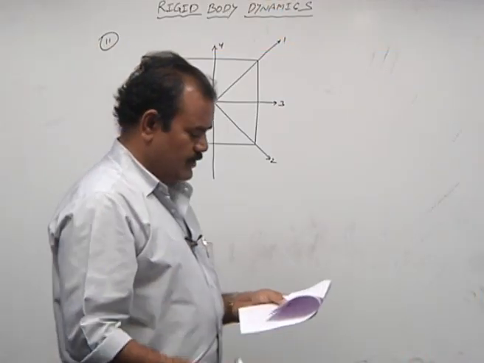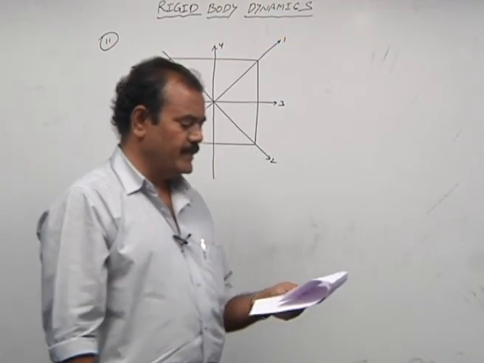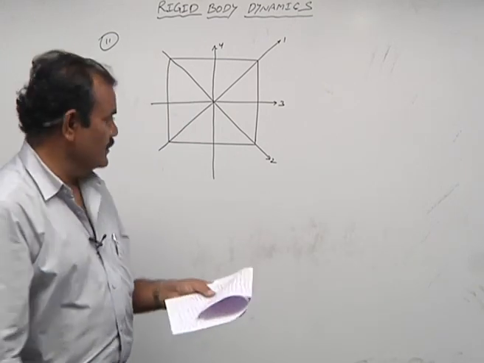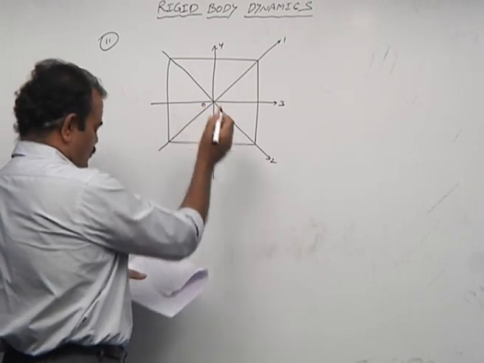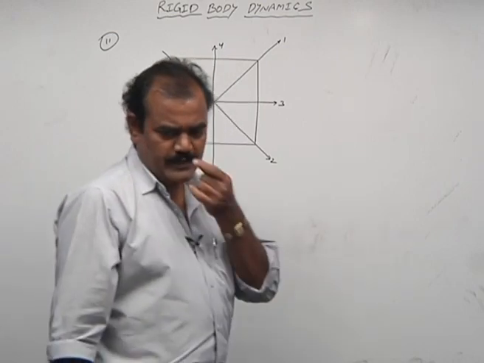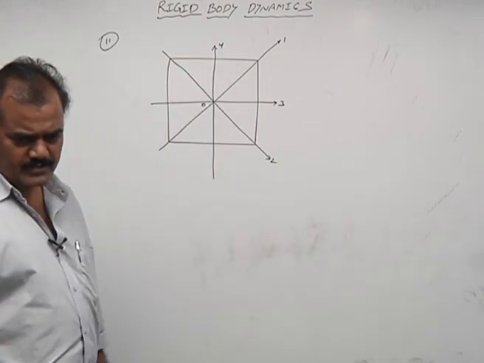So, a grindstone: what is the moment of inertia of a thin square plate ABCD of uniform thickness about an axis passing through the center O and perpendicular to the plate? In this case, you are given some options also.